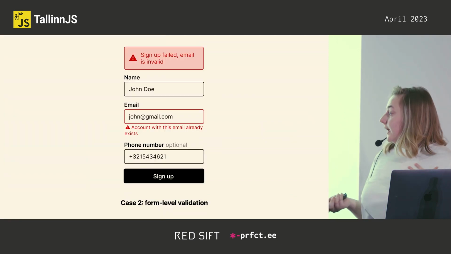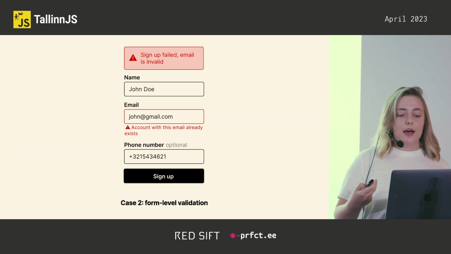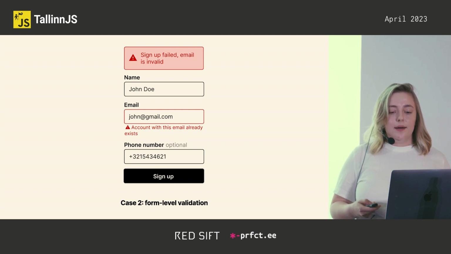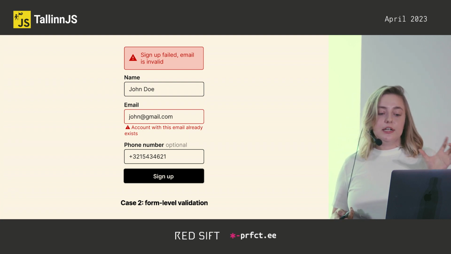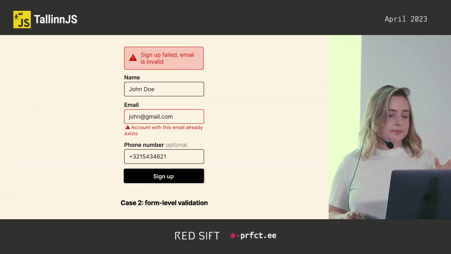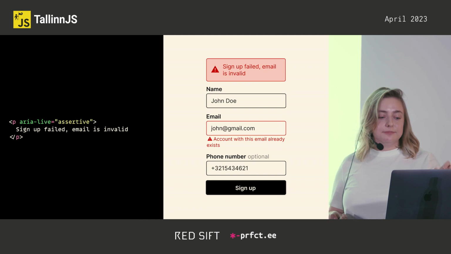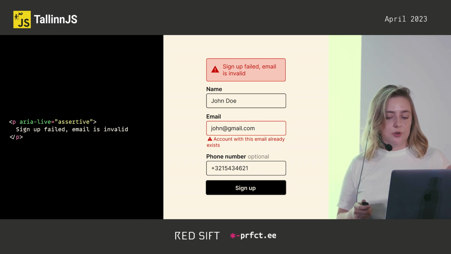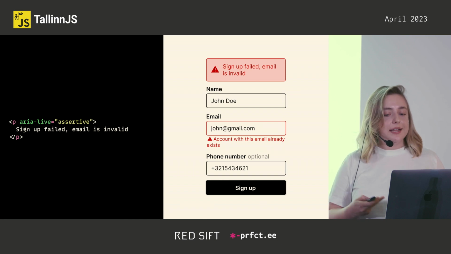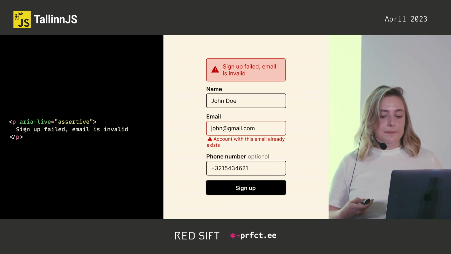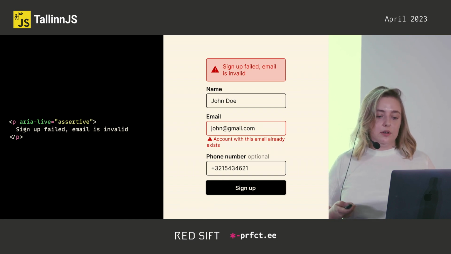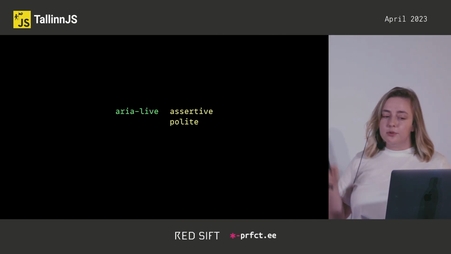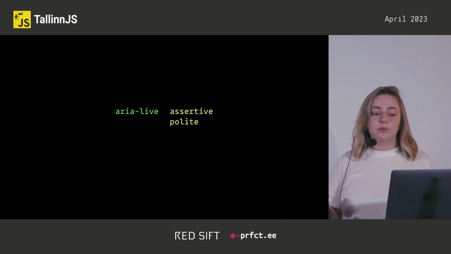Now let's talk about case number 2, right? What if you want to have some kind of form-level validation or notifications displayed to the user? This is where we can use a really cool thing called aria-live. So aria-live is a way to describe certain segments of your page that change, and that will be announced by the screen reader specifically. It supports 2 values: assertive or polite. And we'll actually see in the demo how it works out.